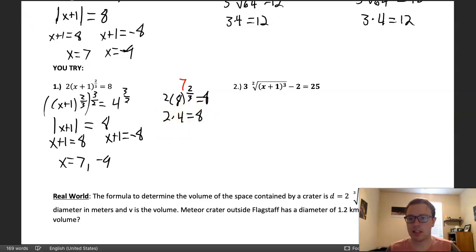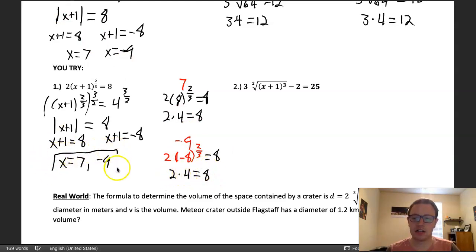So that works. With negative 9, we test again. We say, okay, this is 2 times negative 8 to the 2/3. And negative 8 squared is still going to come out to be positive. So this will also come out to be 2 times 4, meaning that both of our answers are correct.